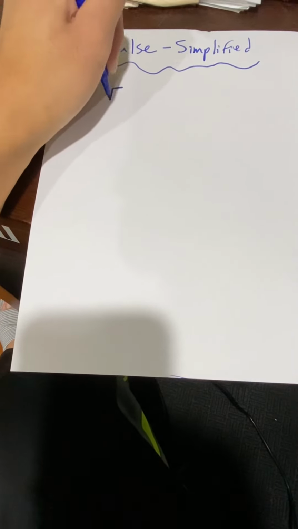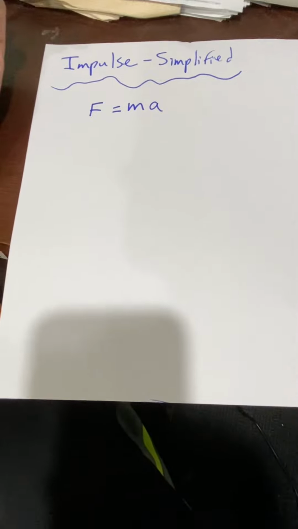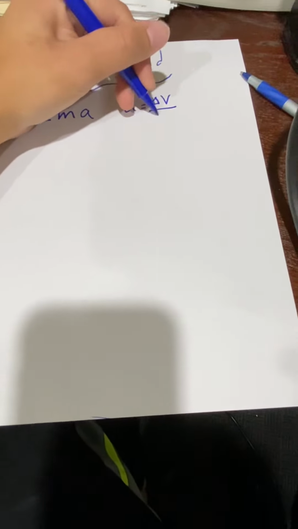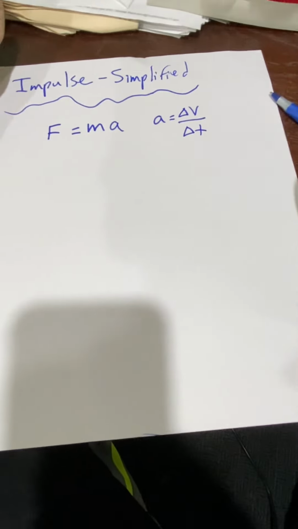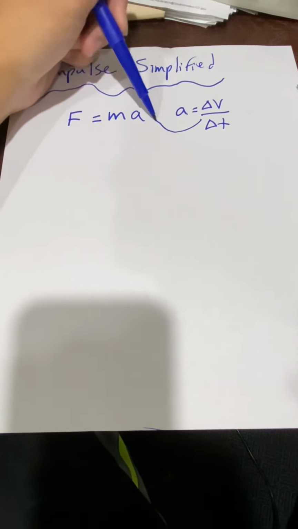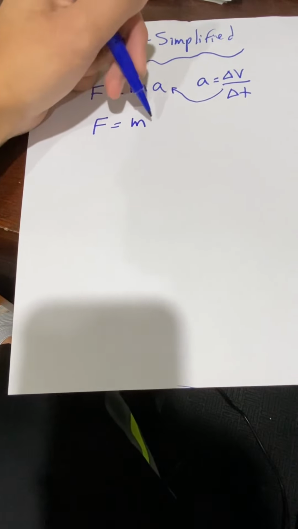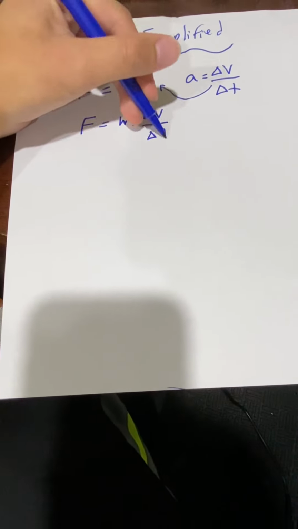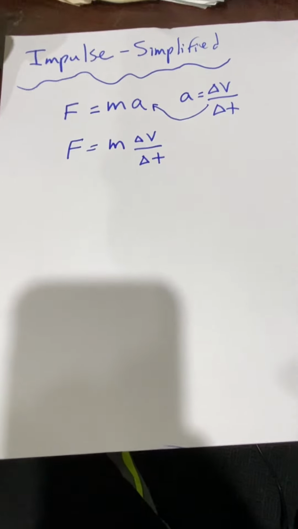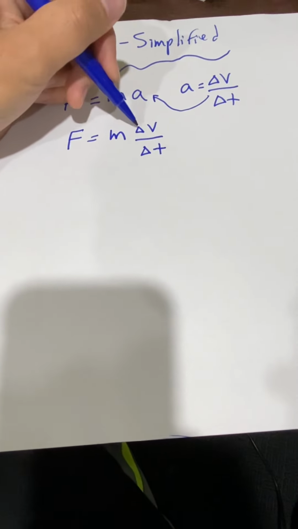So we're going to start by noting that force equals ma. That's Newton's second law. But then we also know that a is equal to delta v over delta t. So what I'm going to do is substitute this in for a, wherever we have it. So we get F equals m delta v over delta t. So far so good. Now I'm going to replace the deltas.